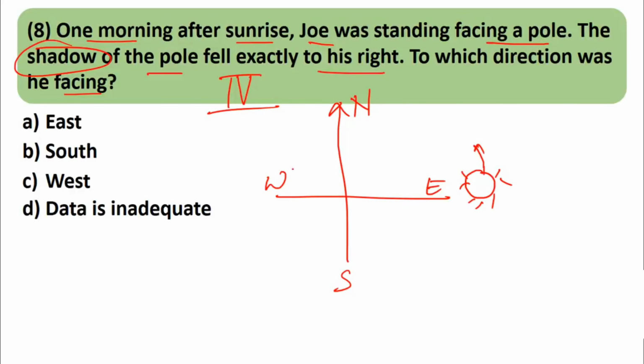Shadow will be on the west side. Okay, and this shadow which is there, shadow will be over here. Shadow of what? Shadow of the pole. Okay, shadow of the pole will be over here on the west side.